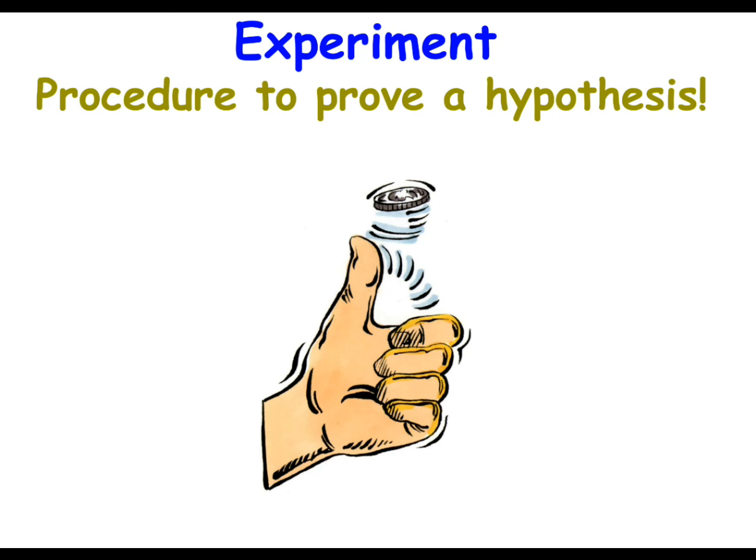Next is an experiment, where it's a procedure to prove a hypothesis or a question. In other words, is this a fair coin? Well, you prove it's a fair coin by flipping it 50 times or 100 times. The thing with an experiment is the more you do it, the better the results. Flipping a coin twice, heads the first time and tails the second, is not as good as flipping a coin 1,000 times to see if it's 500 times on heads and 500 times on tails.